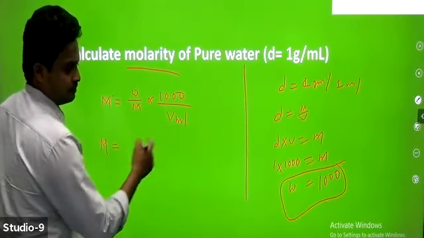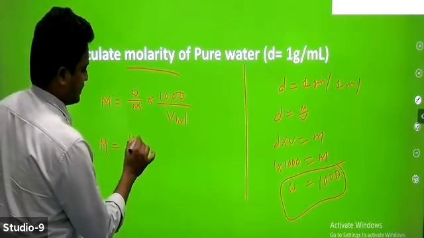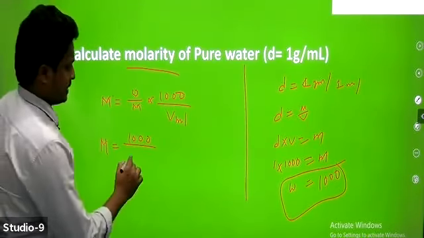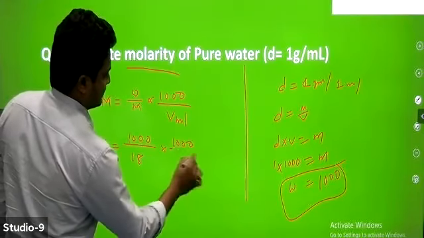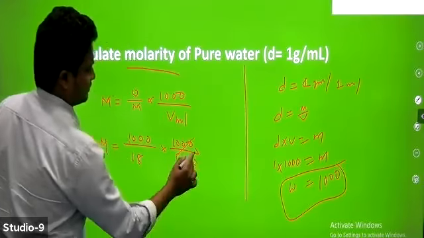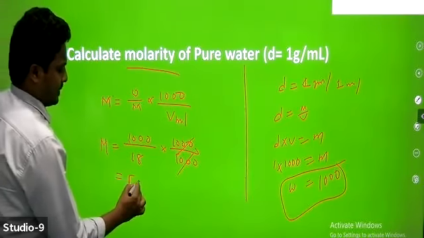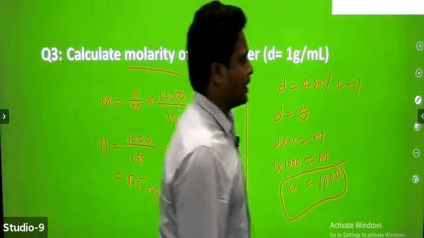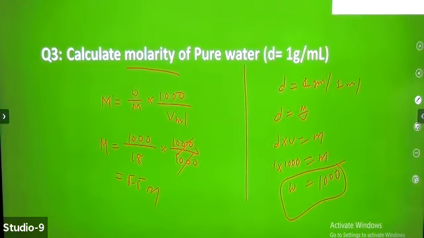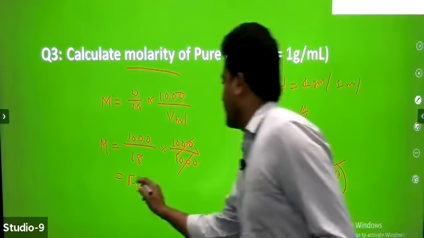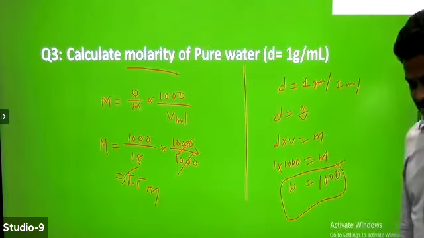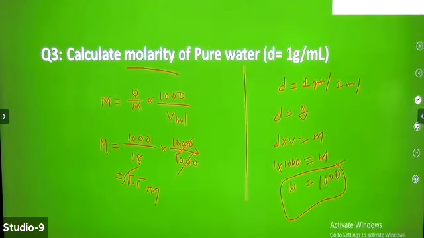What is the weight? 1000. Molecular weight of water? 18. Again here 1000 by 1000. Volume of the solution we are taking 1 liter. That is equal to 55.5 capital M molar. Yes, 55.5. Completed? Yes, sir.